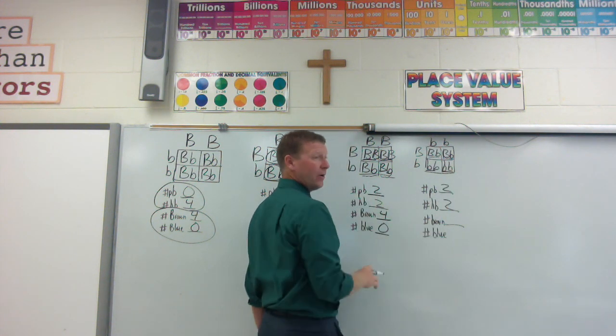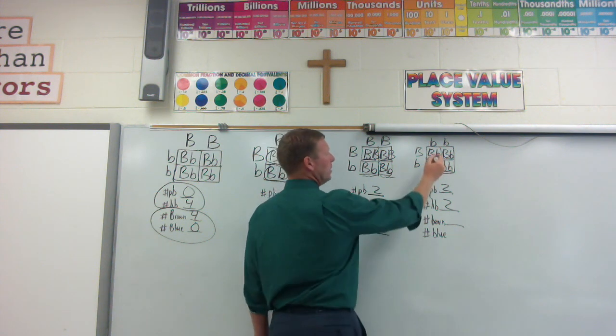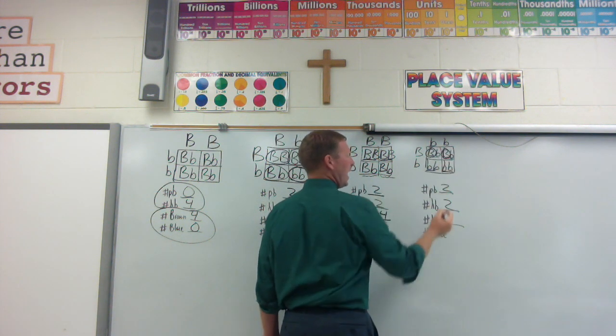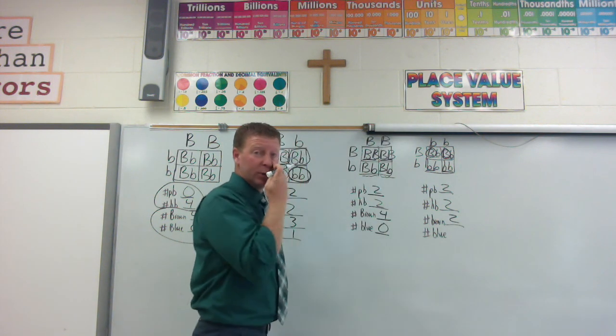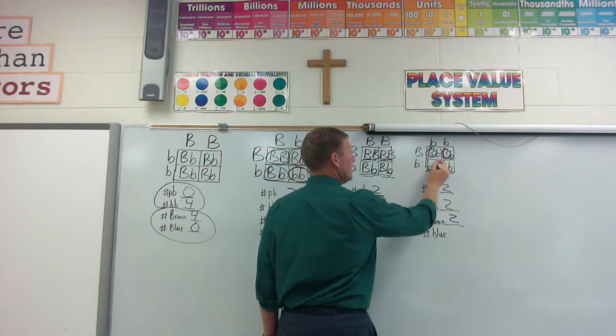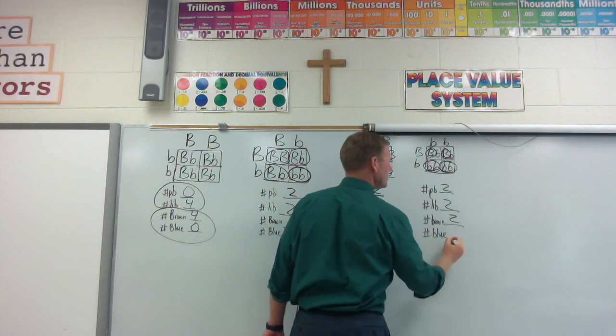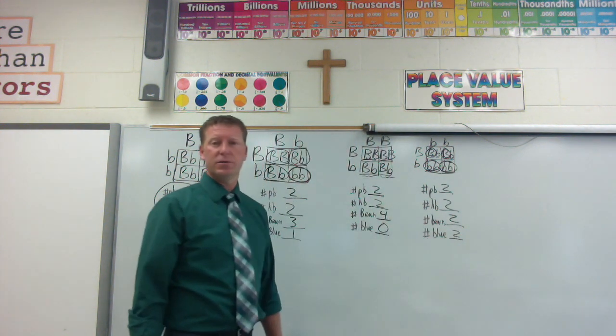Now we're looking for brown eyes. How many have a capital B in it? 1 capital B, 2 capital B's. Tells me there's 2 browns. How many have blue? To be blue, you need both lowercases. Both lowers, both lowers. You have 2 blues.